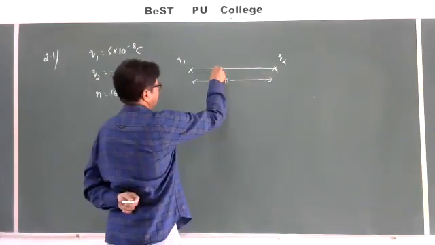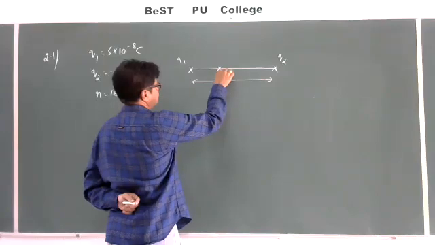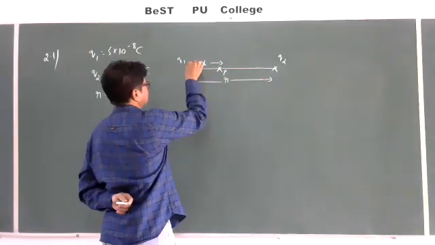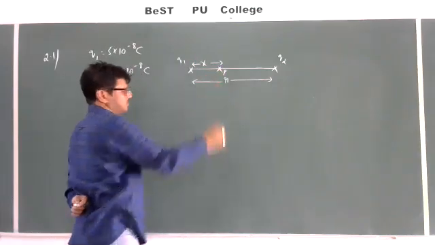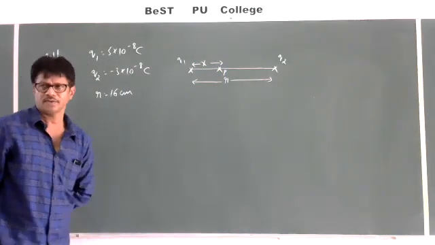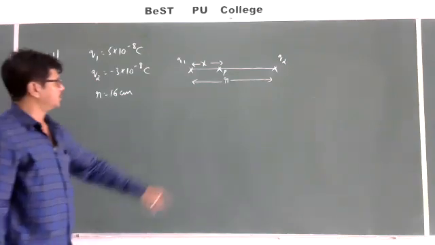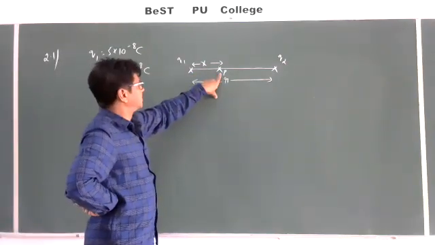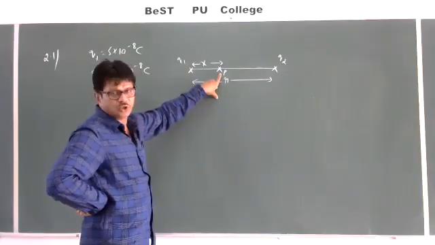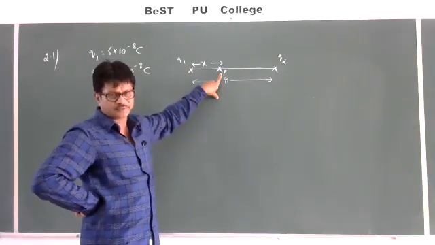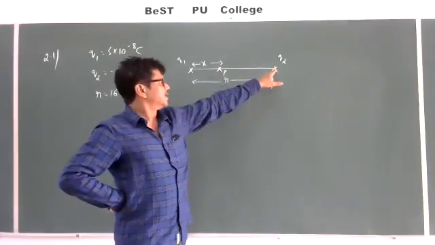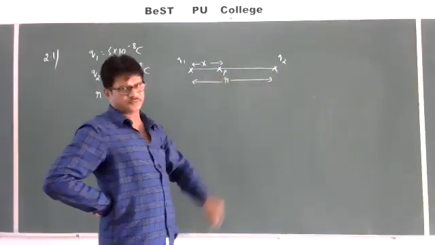So first case I am taking at the point P, which is at a distance of x, the electric potential is zero. At P, how many electric potentials will act? Two electric potentials will act. One is because of this charge, other is because of this charge.